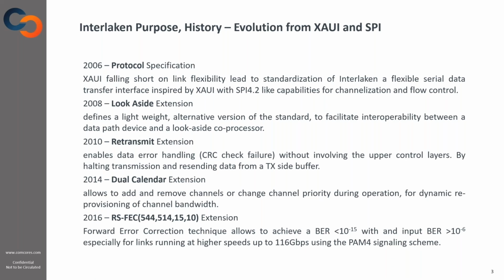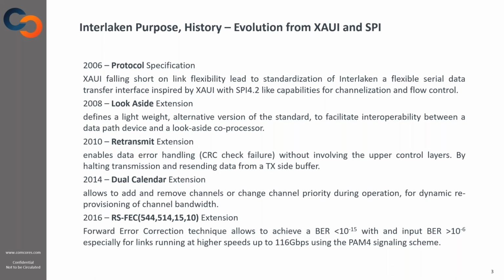Another extension is dual calendar, and this has to do with flow control. It introduced a second set of flow control configuration, which you could change while the other one was running. With that, you could re-provision channel bandwidth or change priorities and things like that.